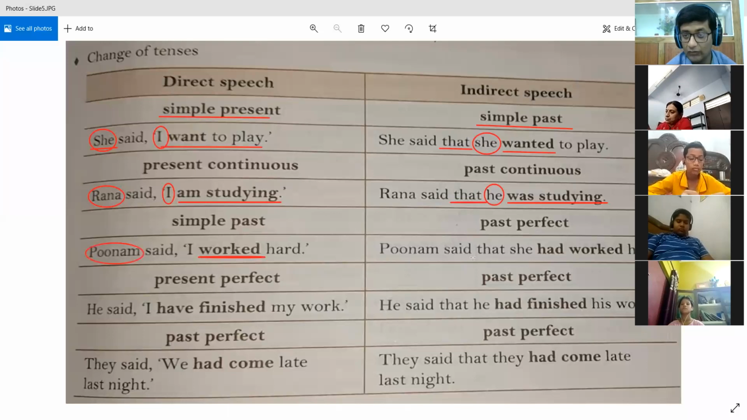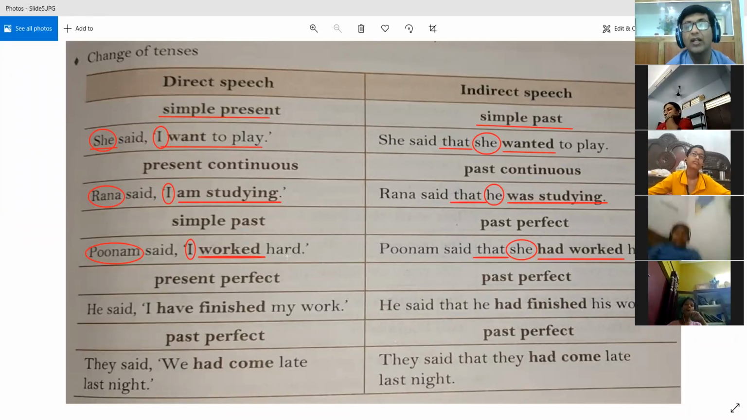So Poonam said, first of all, that as the conjunction has been used. And now this I present over here, which is the first person pronoun, has changed according to the subject Poonam. And therefore, it has become she over here. Just like Rana became he, Poonam has become she. So Poonam said that she had worked hard. So you can clearly see that simple past worked has changed into past perfect had worked. Got it?